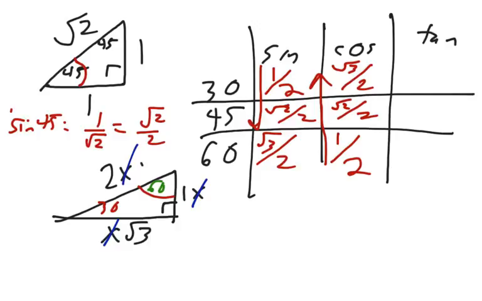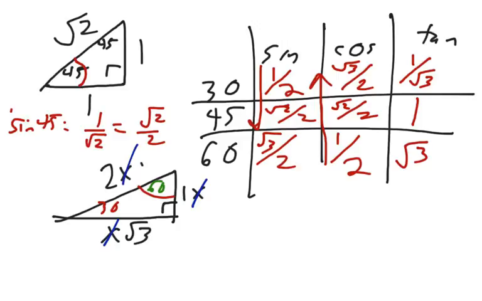And so for the tangent, all I'm going to do is follow what we had over here: 1 over the square root of 3. For 45, we got 1 over 1, which is just 1. And for 60, we have the square root of 3 over 1, which is just the square root of 3.